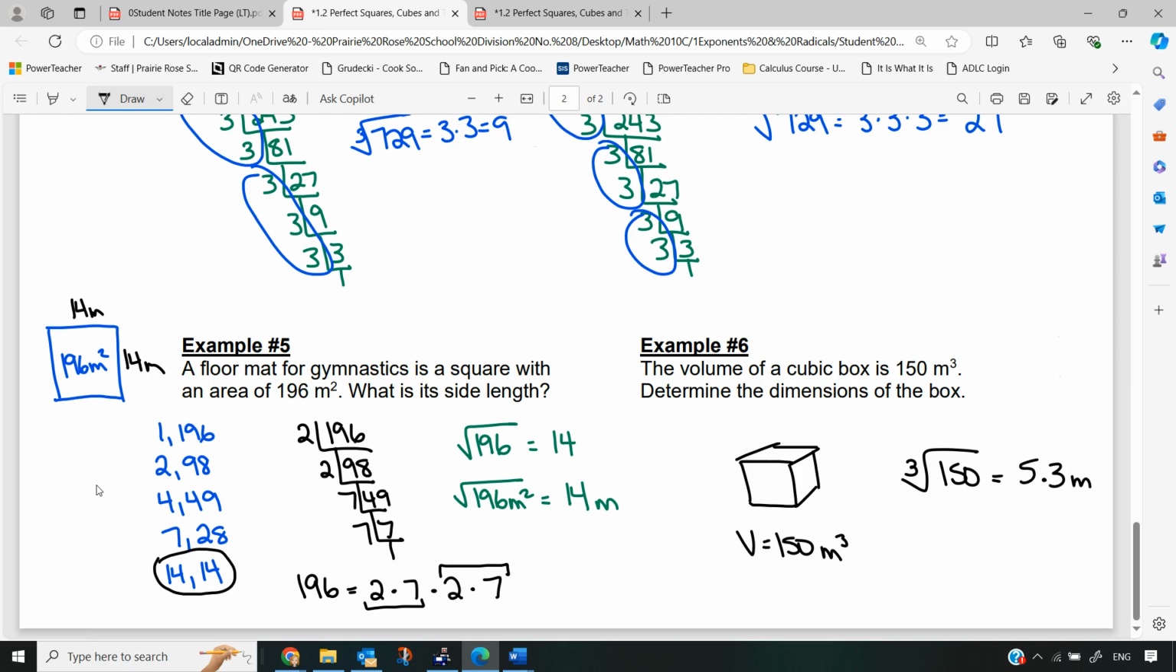That's everything for today, guys. Hopefully you have a good understanding of perfect squares and perfect cubes. Definitely take some time to memorize your perfect squares up to 15 squared and your perfect cubes up to 10 cubed. It will definitely come in handy later on in this unit.